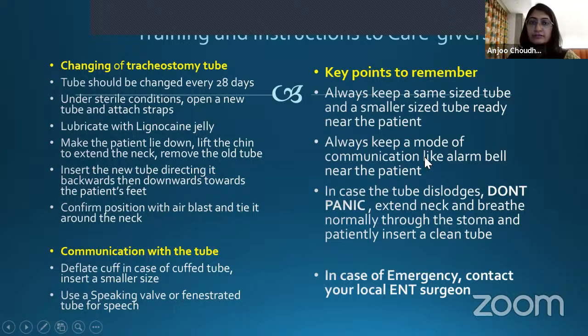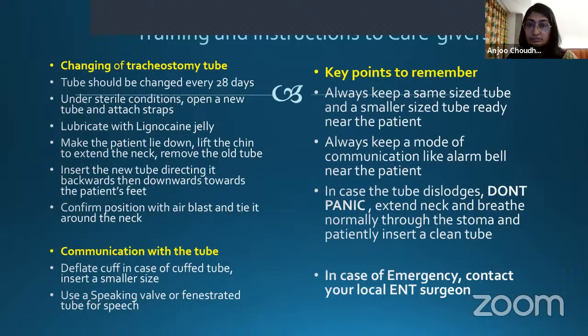So key points that the caretakers have to remember, that whenever a child with trach is there at your house or in your clinic, you should have a same size tracheostomy tube or a smaller size ready by the bed of the patient. You should always keep a bell. If it's an older child, he can ring the bell and call because he's not able to talk, or give a speaking valve if it's possible.